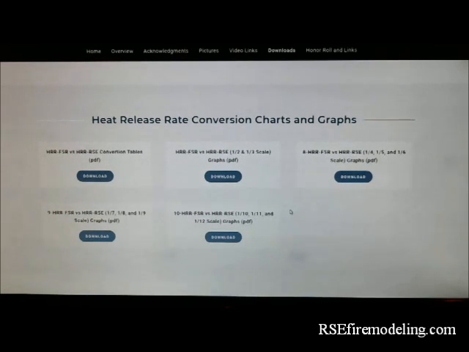We have a video out there that we talked about how to use the mathematical formula, and sometimes people are intimidated by that. So we went ahead and created these tables and graphs to help you, and that way if you don't want to use the math formula, you can use these tables and charts. So we're going to go ahead and open up the conversion table, and we're going to talk about that.